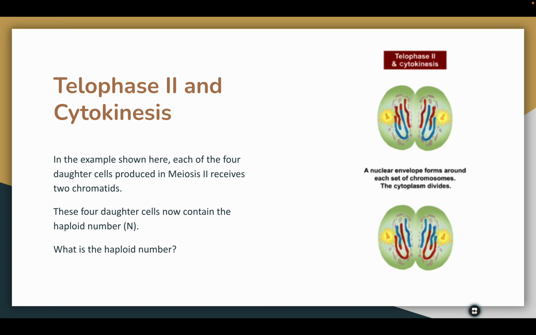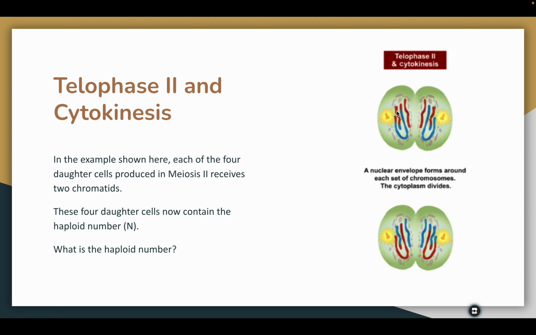Okay, so telophase 2, as well as cytokinesis. So again, we're going to have that nucleus start to reform around those new cells that are produced at the end. Okay, and so these 4 daughter cells now contain the haploid number.